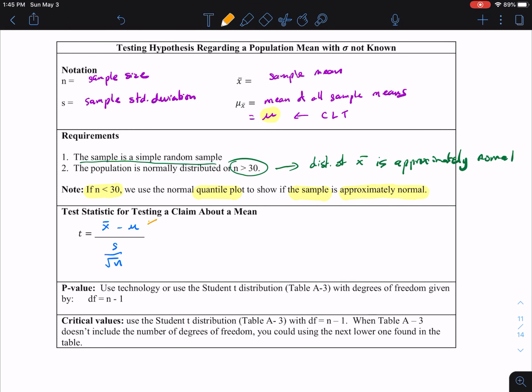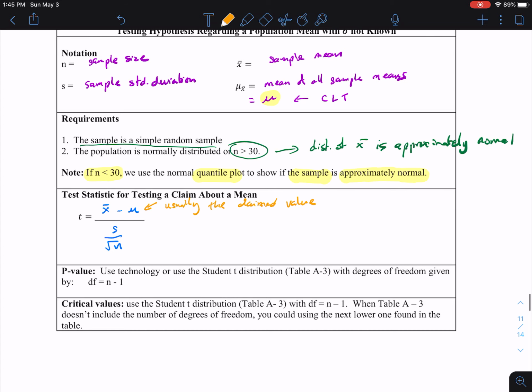Mu is the population parameter, or sometimes it's the value that usually comes from the claim. Someone will claim that the mean of something equals this number, and then we use that number as part of our assumption to carry out the test and show whether the sample is significant or not. So usually that's the claim value. So that's the test statistic formula for testing a claim regarding a mean.